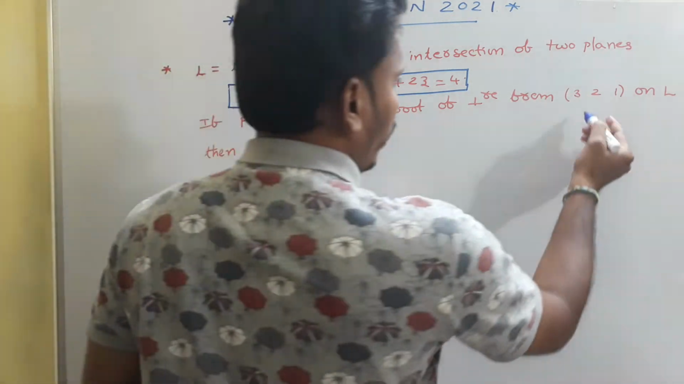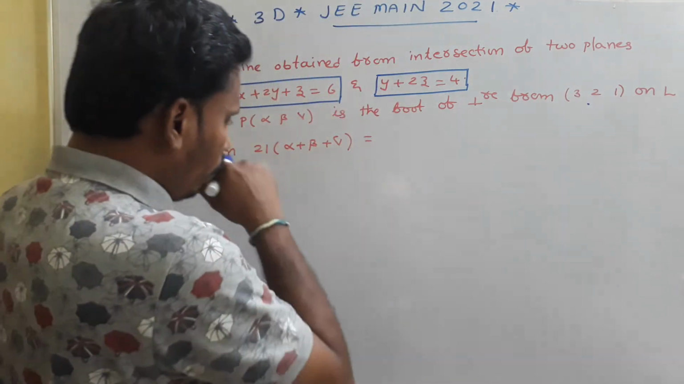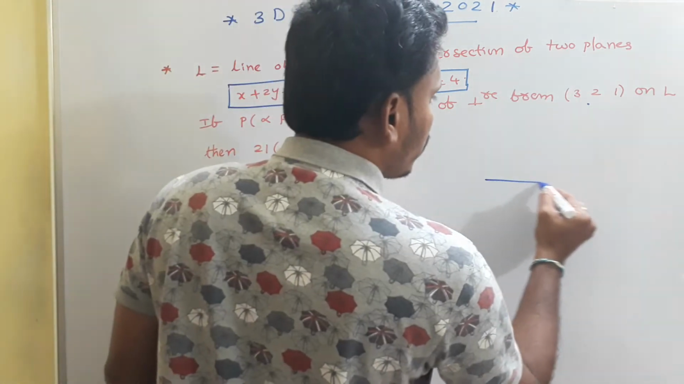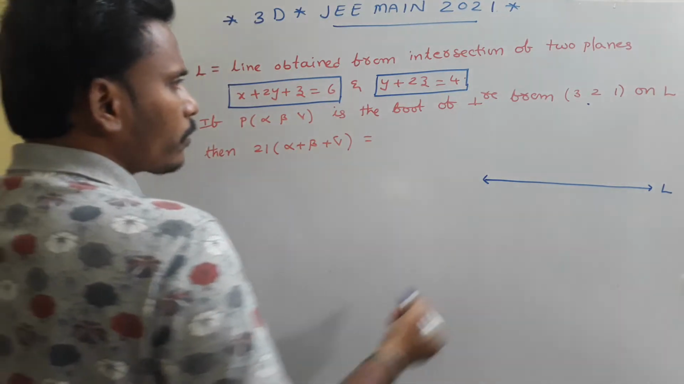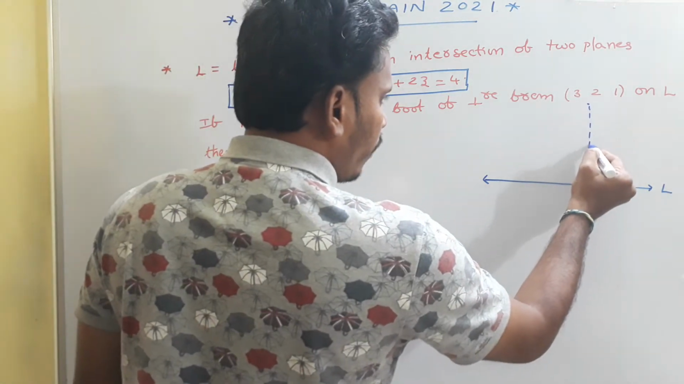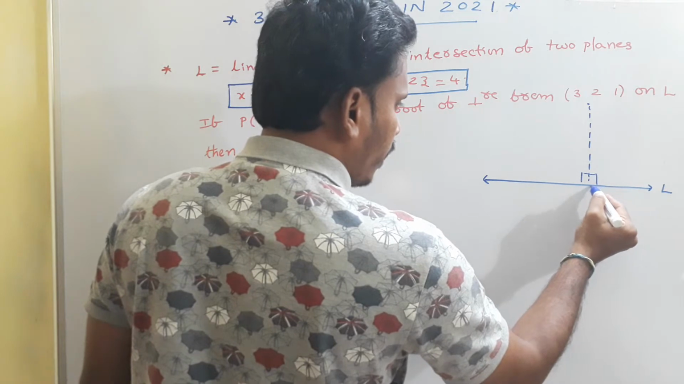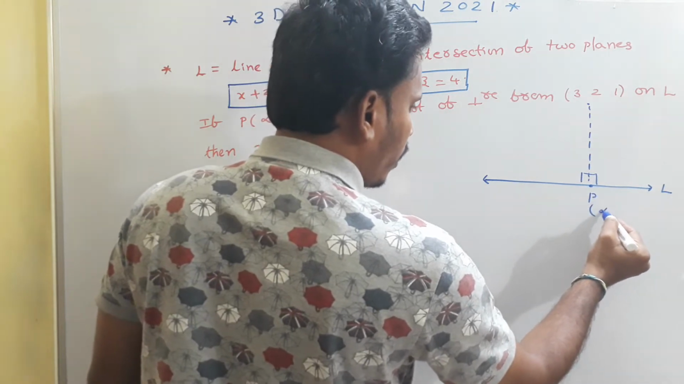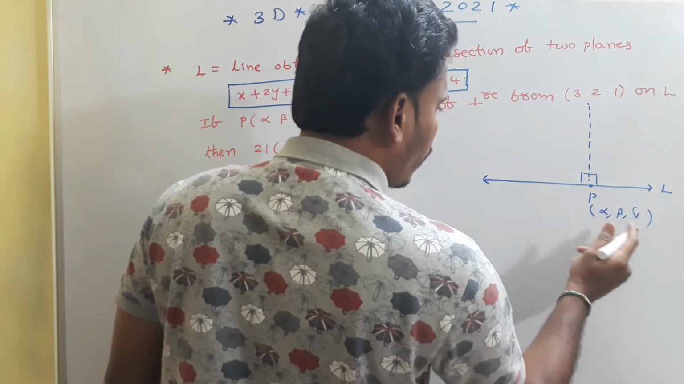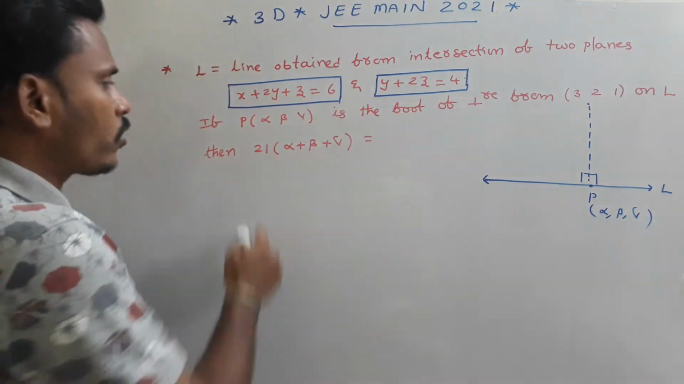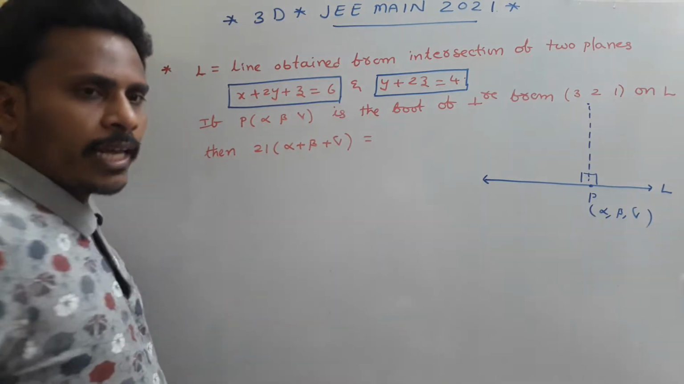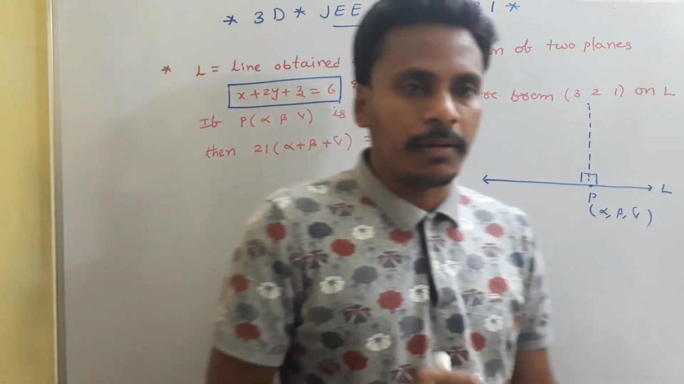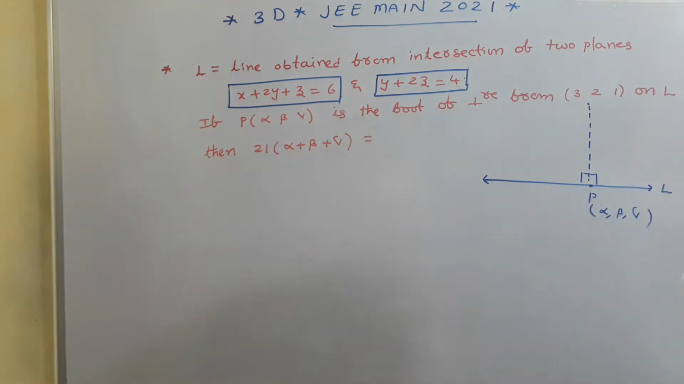See, 3, 2, 1 is a point, and from this point this P alpha, beta, gamma is the foot of perpendicular on a line. Say this is line L. From this point we have a foot of perpendicular onto L, and that foot of perpendicular is alpha, beta, gamma. Alpha, beta, gamma are the coordinates of that point. And we need to find 21 times of alpha plus beta plus gamma. That's our work. So first of all we need to find the line equation.